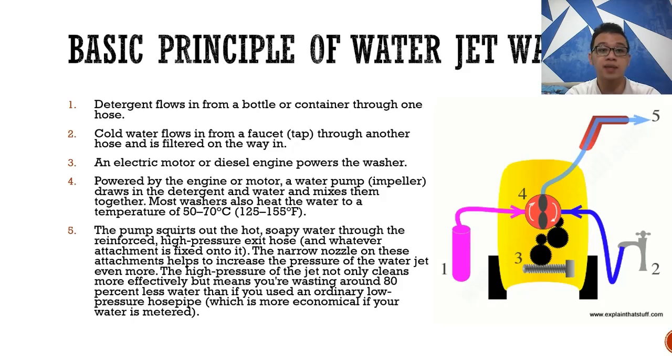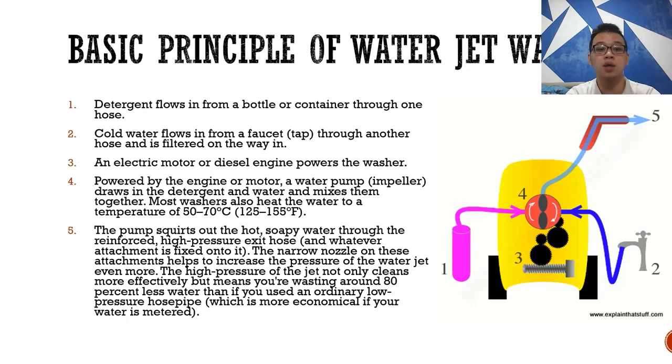The first step is detergent flows in from a bottle or container through one hose. The next is cold water flows in from a faucet or tap through another hose and is filtered on the way in. The third step is an electric motor or diesel engine powers the washer. The next step, powered by the engine or motor, a water pump or impeller draws in the detergent and the water and mixes them together.